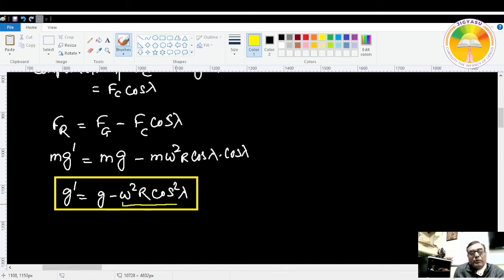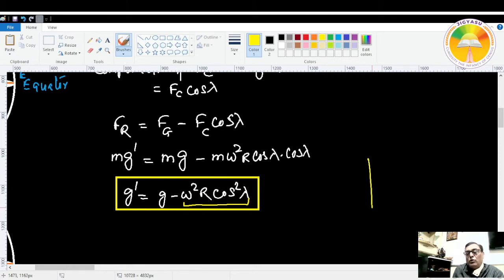Since the quantity being subtracted is a positive quantity, omega, the angular speed, is positive, r, the radius, is positive, and the angle is also positive, because the maximum you can go is from the equator to the pole. That is your orientation in the first quadrant only.